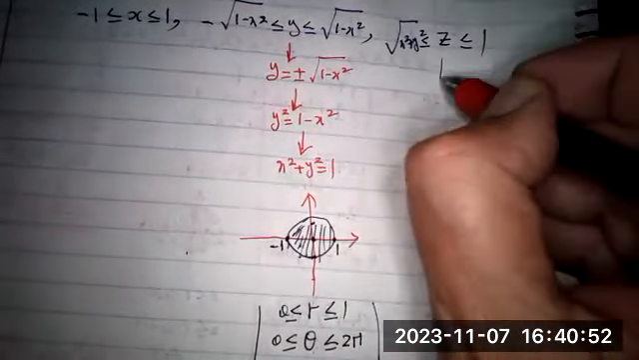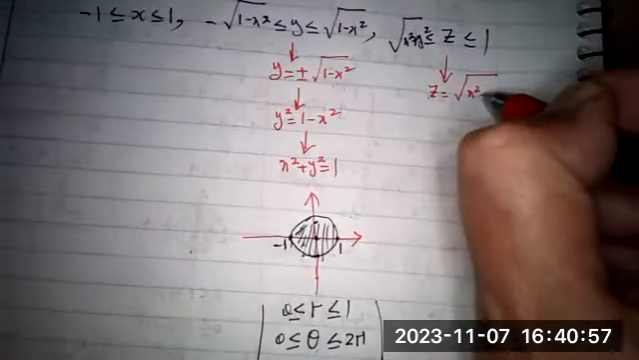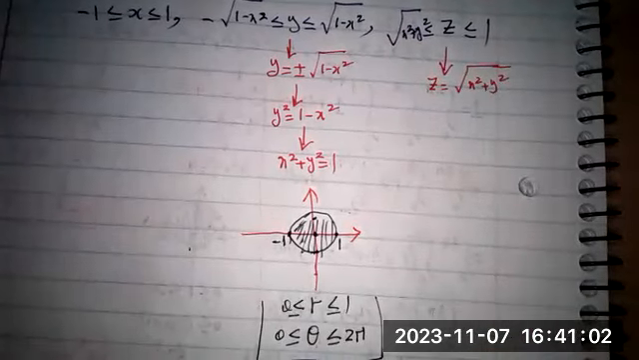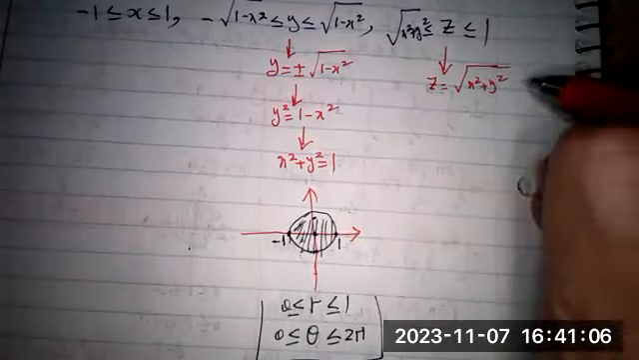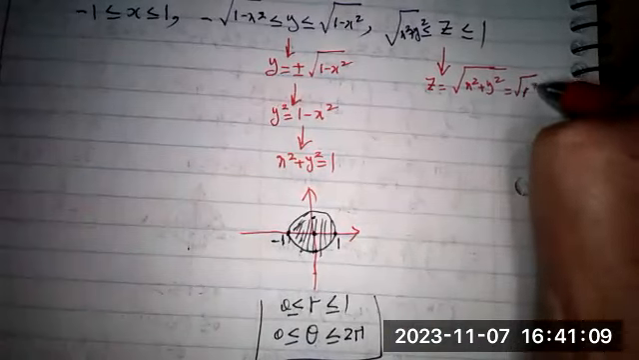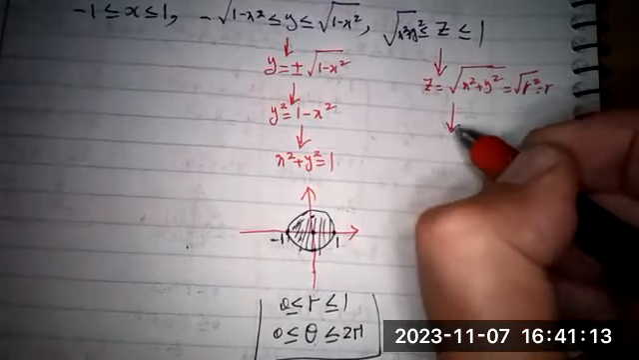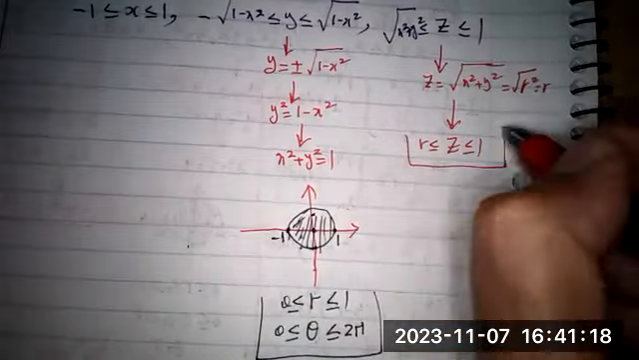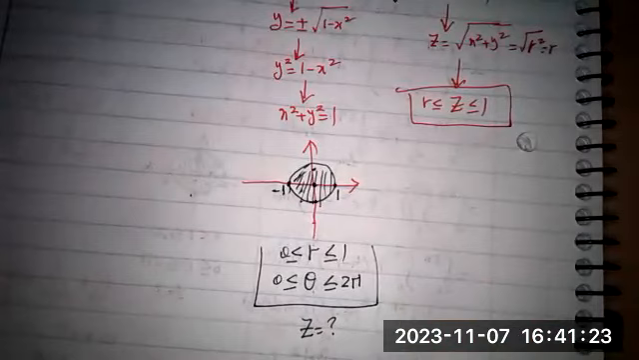How are we going to change it? You see, z equals the square root of x squared plus y squared. You know that x squared plus y squared is R squared. Because you have to change the z into a function of R and theta. So this simply would be radical R squared, which is equal to R. So your z would be between R and 1. That's it. So you identify the limits of integration for R, theta and Z. Any question?